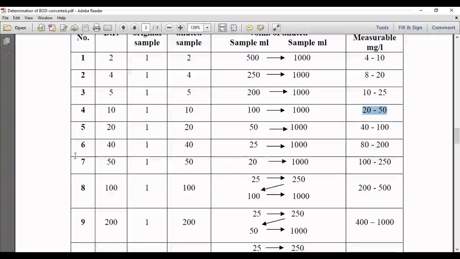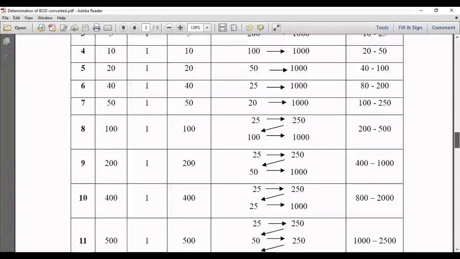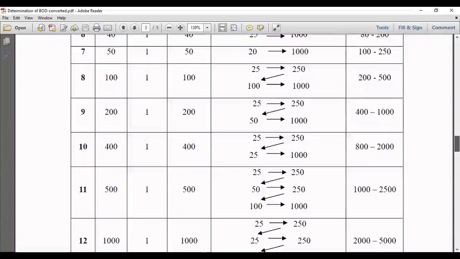So up till now, I guess you have understood. The same thing we are going to repeat for all these dilutions till the dilution factor of 40. So 2, 4, 5, 10, 20, 40, and 50. We have the same procedure, right? Now we'll have to understand the double dilution, right?